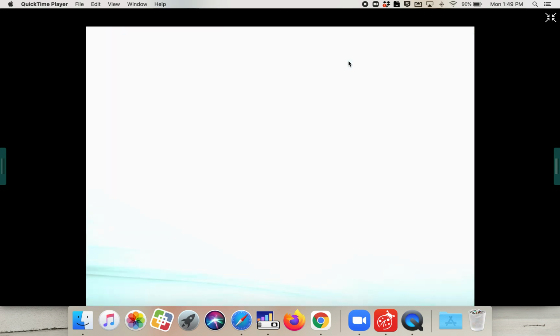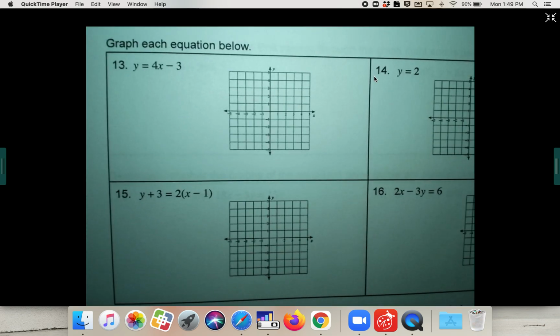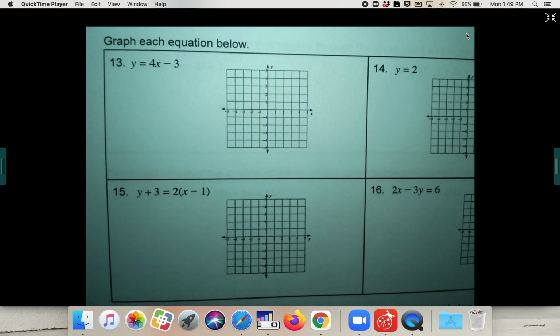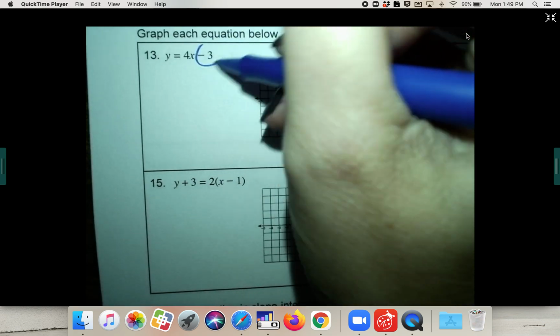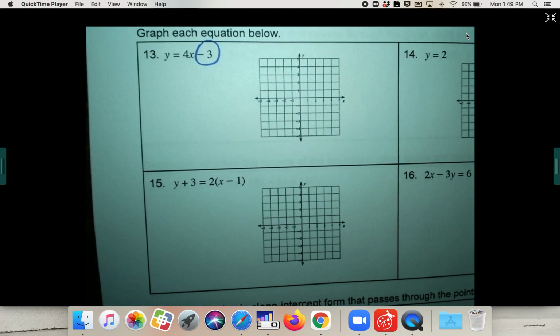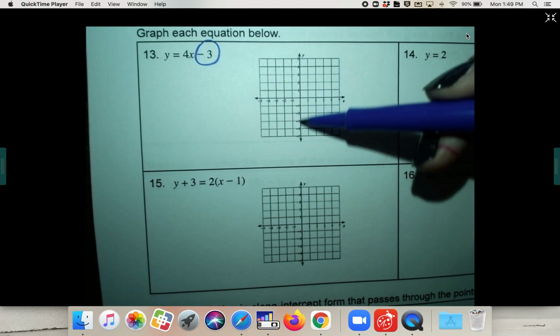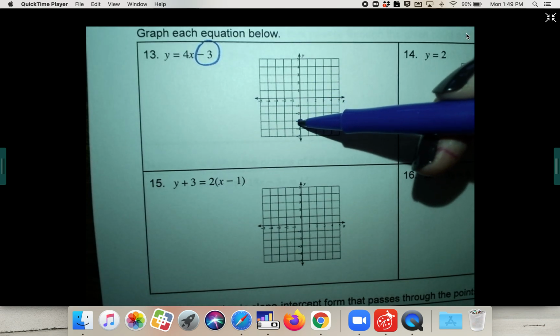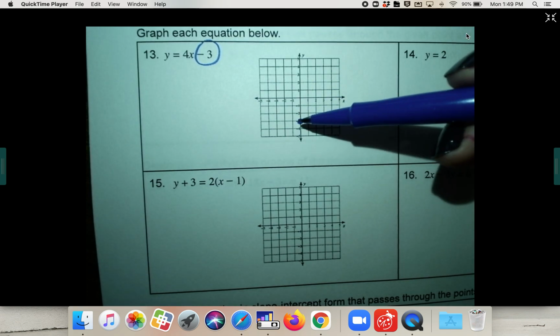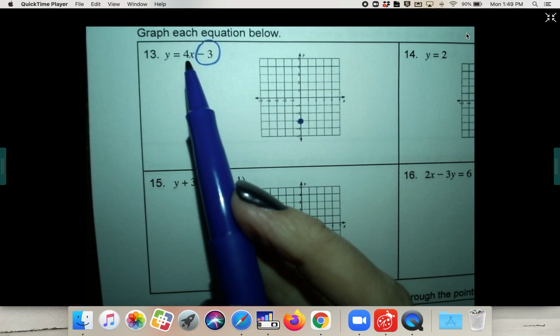The next page is exactly opposite. Now it gives you the equation and you are going to graph the line. So I would always start by putting your y-intercept, your b, on its spot first. So go to the y-axis and put a dot at negative 3. So that's right here. And then from that dot, you're going to count slope, which is 4.